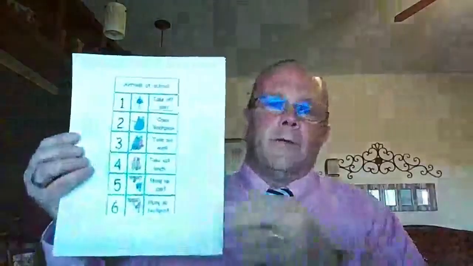Let me show you an example again here very quickly of what I mean. In this particular schedule I showed you previously, you'll notice the wording is very concise. It simply says, step 1, take off coat. We're not telling the kid where to put the coat. We're not asking the child what to do with the coat. We're simply saying, take the coat off. Or open backpack, take out work. Very concise wording is what needs to be used.